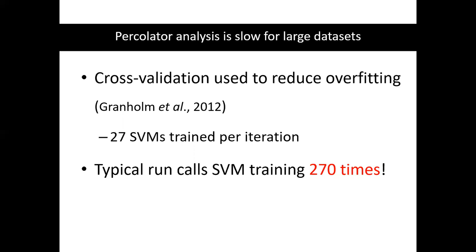So in total, a typical run of Percolator consists of calling an SVM solver 270 times. As data sets grow larger, Percolator will just continue to take longer and longer. In practice, it can take anywhere from hours to several days. So in recent work, I've actually been tackling how to reduce these really expensive runtimes in Percolator, and it's led to some very interesting work.